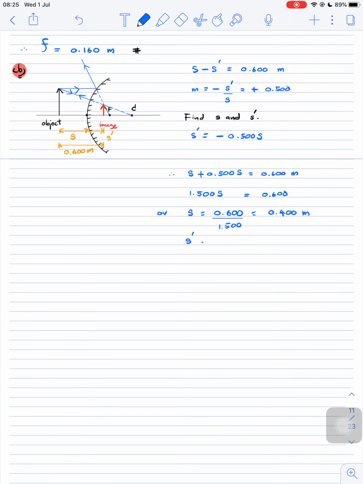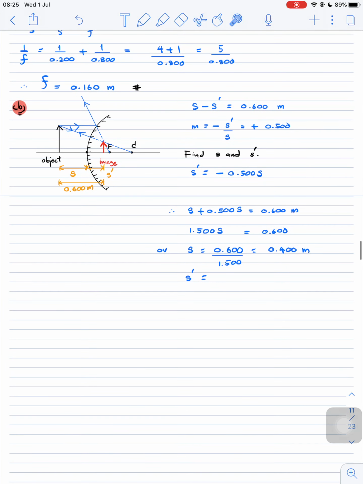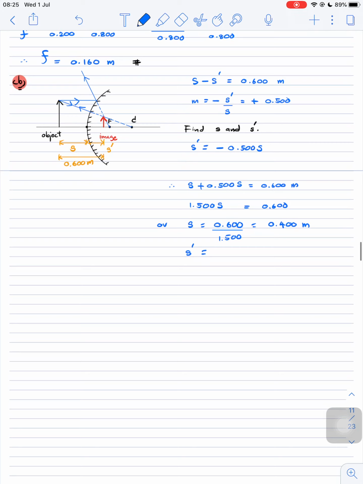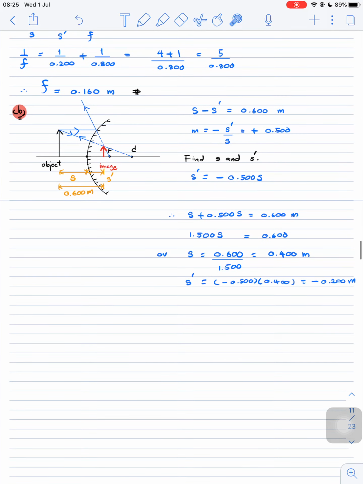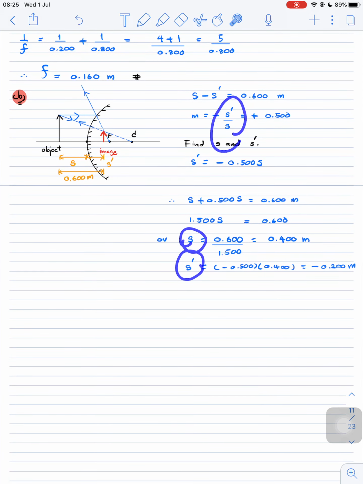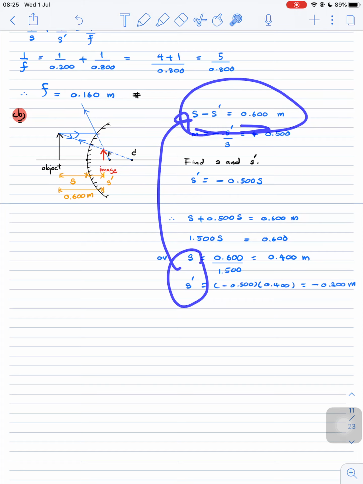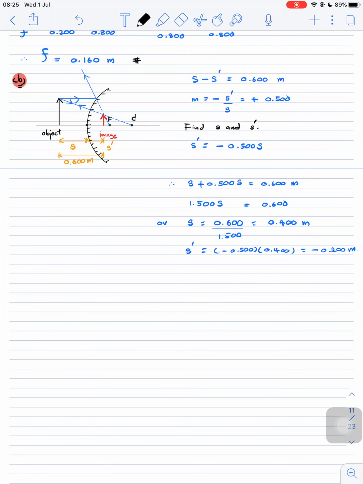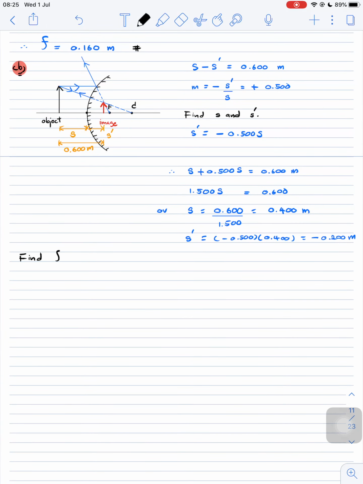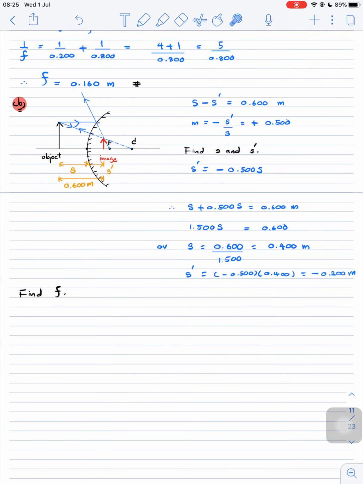And also we have the S prime. Let's use this one: S prime equals minus 0.500 times S. Then it's equal to minus 0.200 meter. So that's S prime here. You can check easily: if you plug S prime and S into this equation, you get 0.5. Or if you put these two into this equation, you can get 0.6 meter. So it's correct. Now the next step is to find the focal length of this convex mirror.